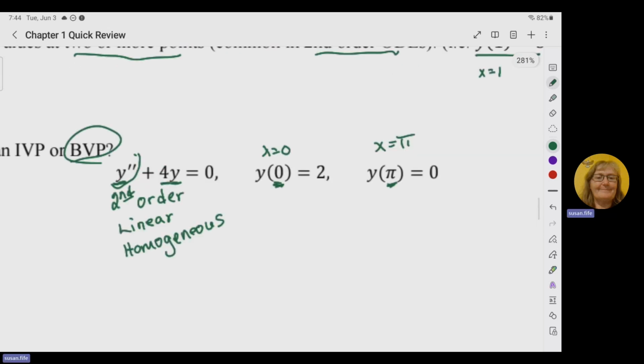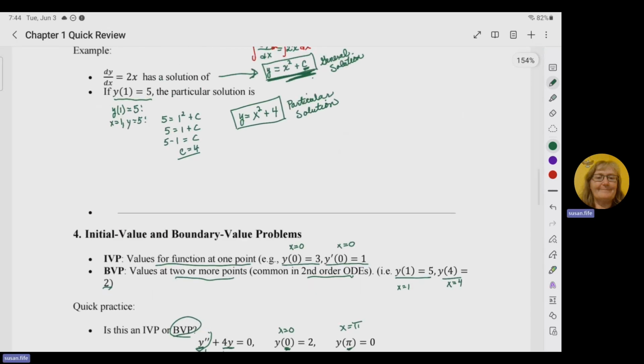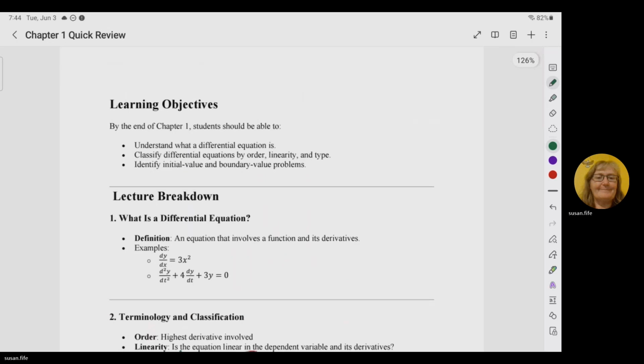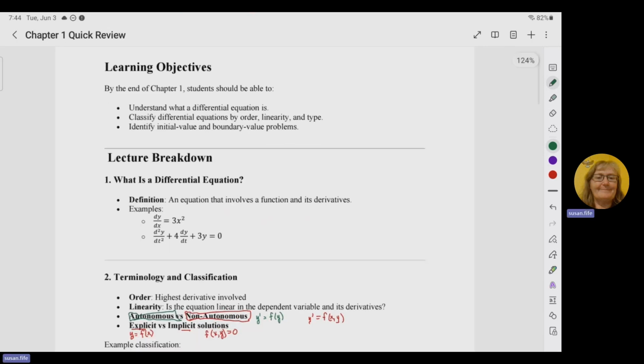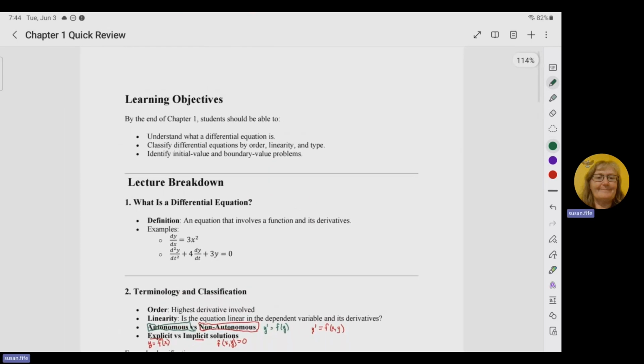And that's it. So those are the key concepts for chapter 1. And I will finish up this lecture and get it posted for you. If you do have questions over any specific problems, make sure that you ask.